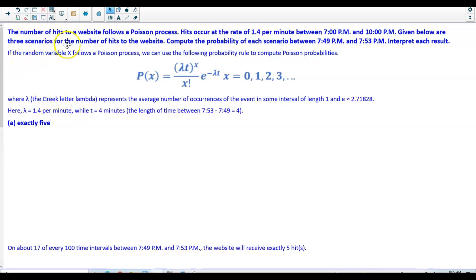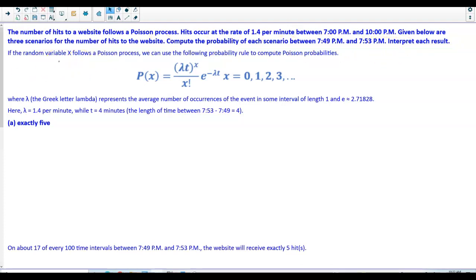Okay, in this example, it says the number of hits to a website follows a Poisson process. Hits occur at the rate of 1.4 per minute between 7 p.m. and 10 p.m. Given below are the three scenarios for the number of hits to the website. We want to compute the probability of each scenario between 7:49 p.m. and 7:53 p.m. and then we're going to interpret each result.